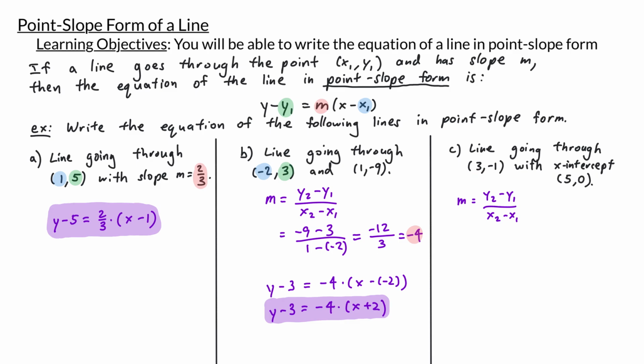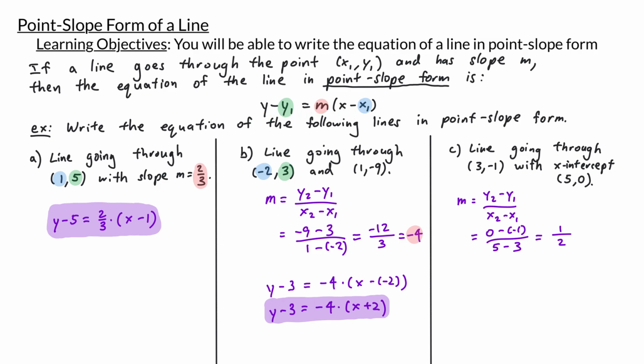Using (3, -1) as our first point and (5, 0) as our second point, our slope looks like (0 minus -1) divided by (5 minus 3), which simplifies to 1 in the numerator and 2 in the denominator. So in this problem, our slope is 1/2. Now all we have to do is plug in the appropriate values into our point-slope form.